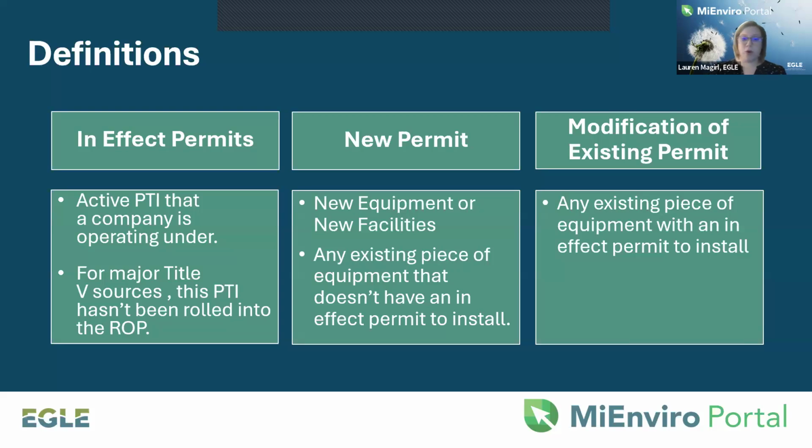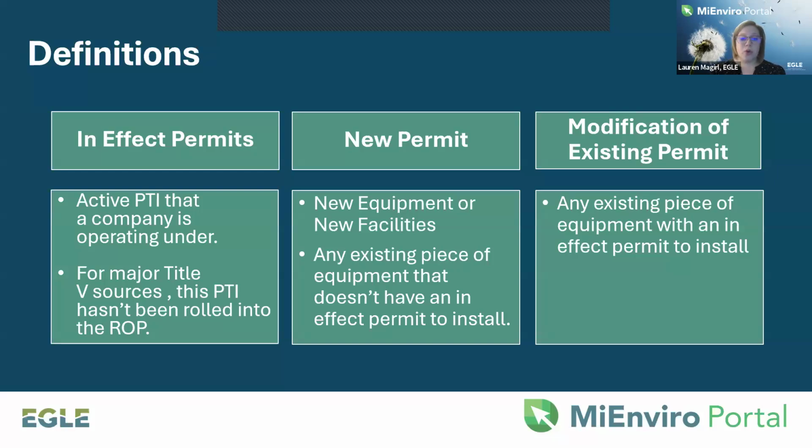So what is a primary form? We mentioned it a couple of times. This form houses the majority of the application, and it tells the AQD what the application is for and the type of review that needs to be conducted. We will walk through the new permit submission package today, specifically the primary form.